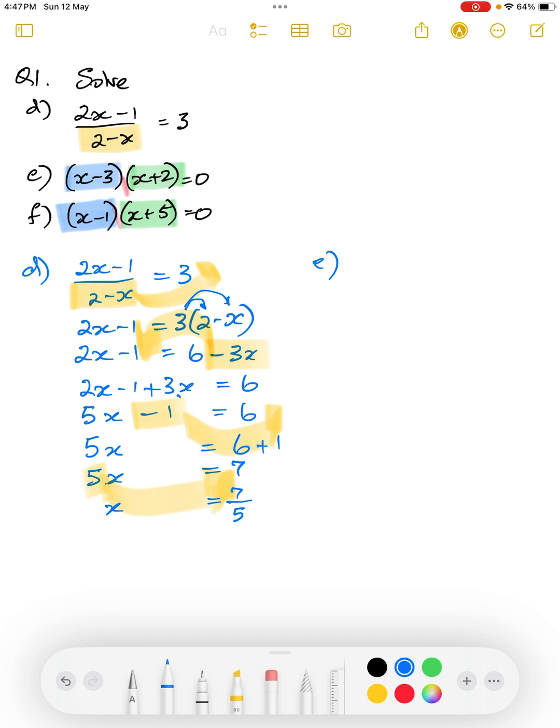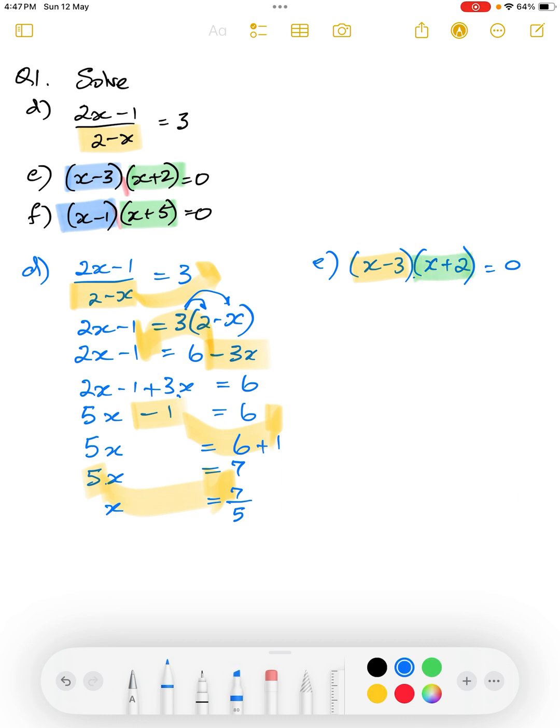Let's try E. We've got x minus 3, x plus 2. You might notice this is a quadratic if you expand it, but we don't want it to be expanded. The objective is to have them factorized and equal to 0. So this is quite easy. One of these brackets has to be a 0. Either the left bracket is a 0 or the right bracket is a 0.